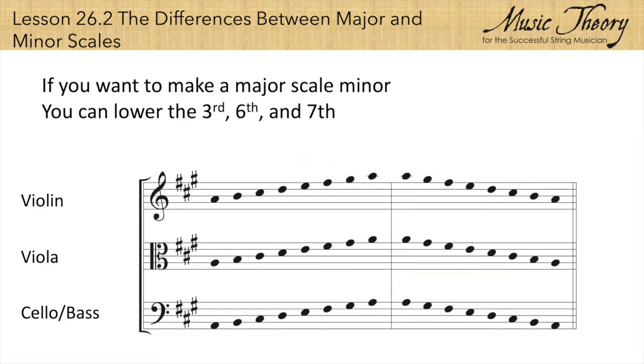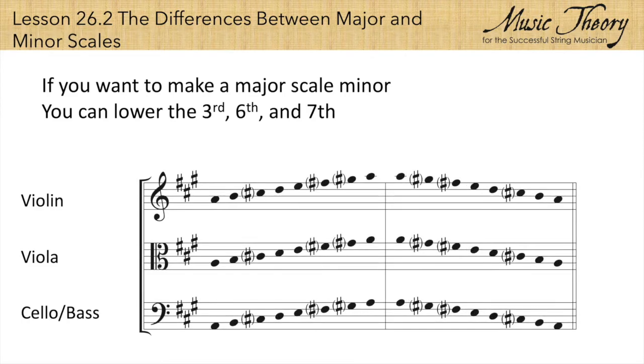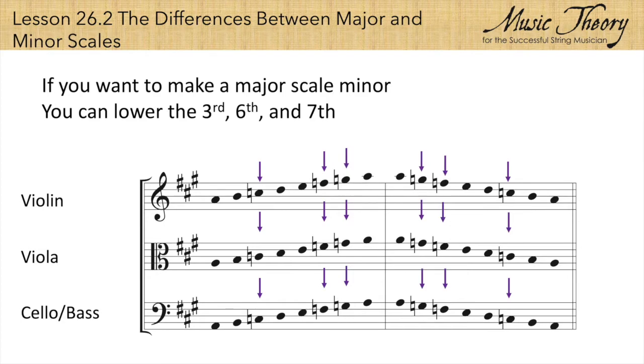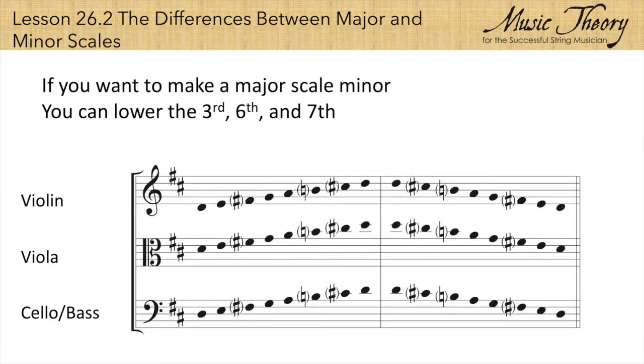To take an A major scale and turn it into an A minor scale, we'd lower the third, sixth, and seventh. To do this, first we have to be aware of where the sharps are in this A major scale. And then we lower the third, sixth, and seventh scale degrees by making these sharp notes natural. There, now we have an A natural minor scale. Let's do this one more time.